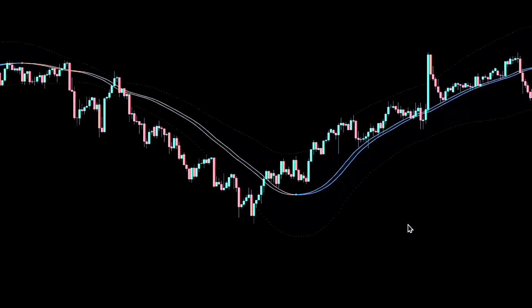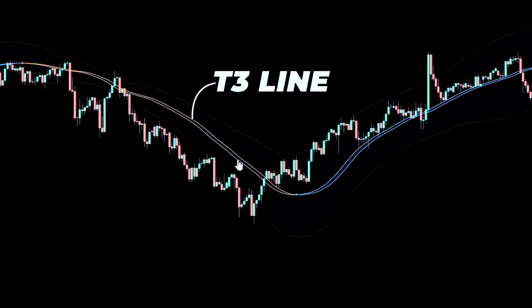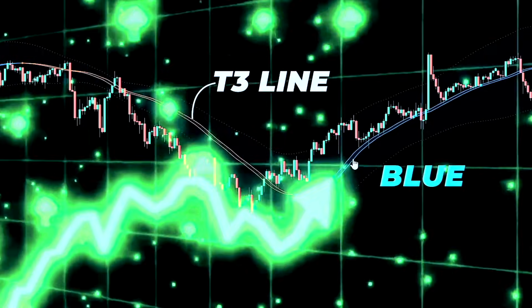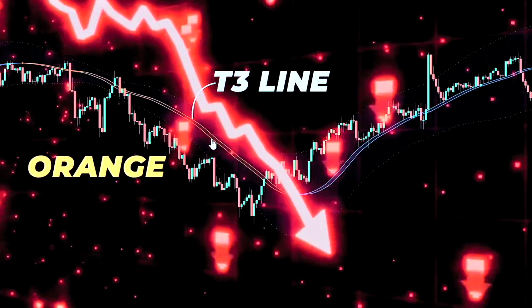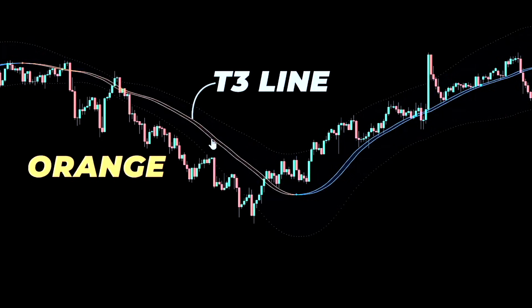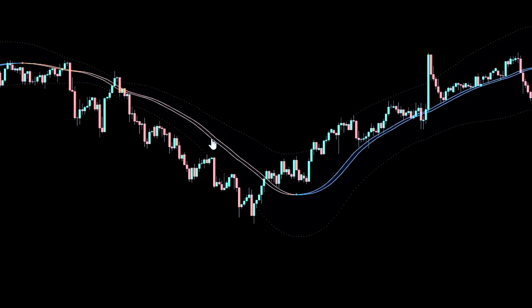Let's break down the chart components, as there are several noteworthy features. The most prominent element is the primary T3 line, which changes color to reflect market conditions. It typically turns blue during bullish phases when the trend is upward and shifts to orange during bearish phases when the trend is downward, making it easy to gauge the trend at a glance.